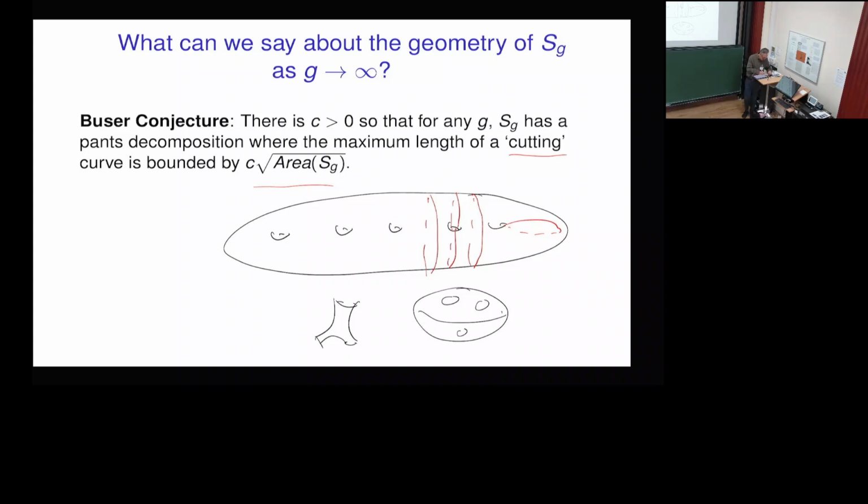So where does this come from? Maybe just think of a sphere. Well, a sphere of course has no topology. This has area A, and this has length square root A. But now add many small handles everywhere. It's intuitively obvious that if I fill this with handles and take a pants decomposition, I'm going to need at least square root A, right? So, is there anything worse than that?